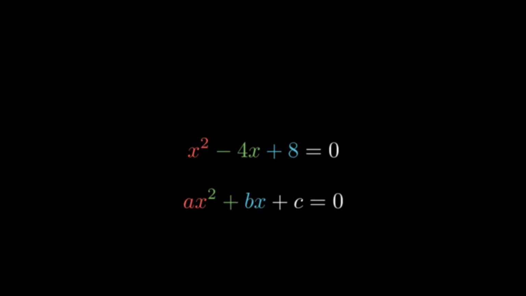Let's identify these coefficients explicitly so we can use them to solve our equation. The coefficient a equals 1. In many quadratic equations, a is often 1, which simplifies our calculations, but the formula works for any non-zero value of a. The coefficient b equals negative 4. The sign of b will be important when we apply the quadratic formula, as it will affect the direction of our complex solutions. And the constant c equals 8.